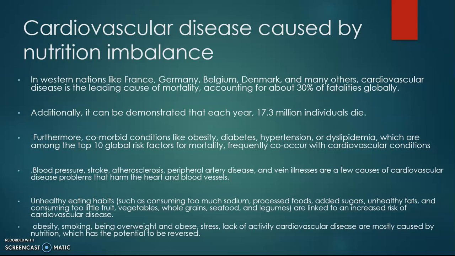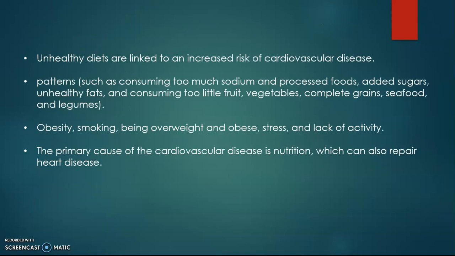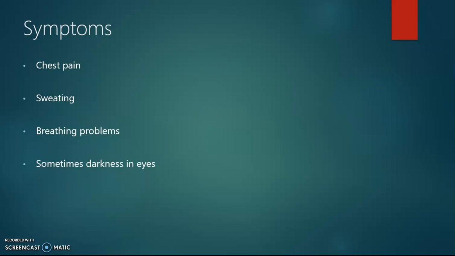Obesity, smoking, being overweight, stress, and lack of activity are other factors. Cardiovascular disease is mostly caused by nutrition, which has the potential to be reversed. Unhealthy diets are linked to an increased risk of cardiovascular disease. Patterns such as consuming too much sodium and processed foods, added sugar, unhealthy fats, and consuming few fruits, vegetables, complete grains, seafood, and legumes. The primary cause of cardiovascular disease is nutrition, which can also repair heart disease. So these are the symptoms: chest pain, sweating, breathing problems, sometimes darkness in the eyes.